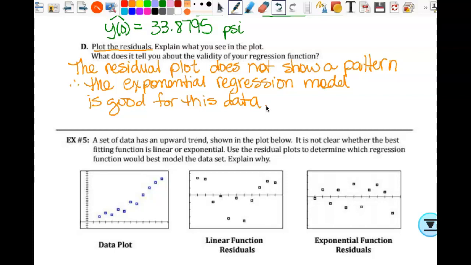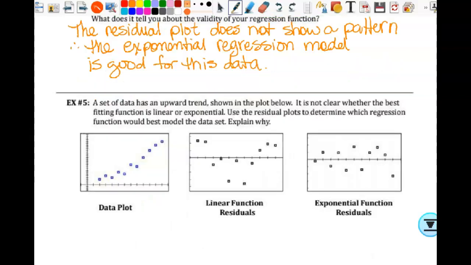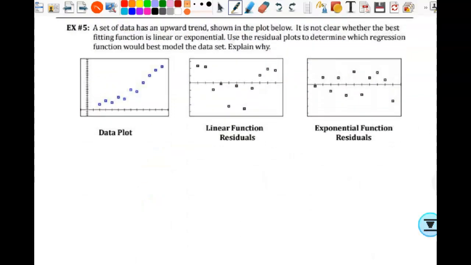Phenomenal. All right, let's look at this next one. So a set of data has an upward trend shown in the plot below. So here's the actual data plot. It's not clear whether the best fitting function is linear or exponential, right? You can kind of see how maybe you could get a linear in there. My line doesn't even look like a line. Or maybe it could be exponential, right? Or maybe it could even be quadratic. You just kind of reason through any of them. So we're looking at the residuals here.